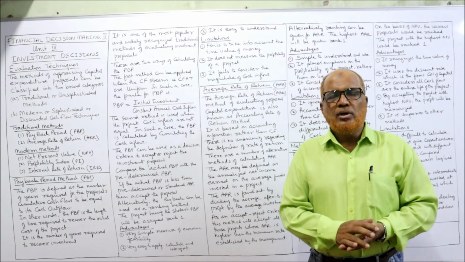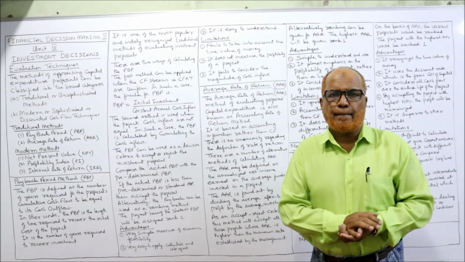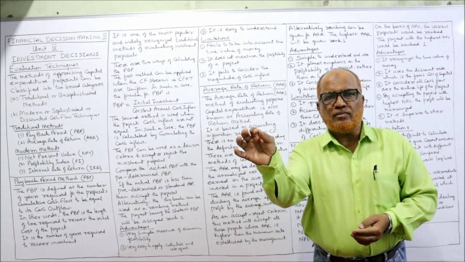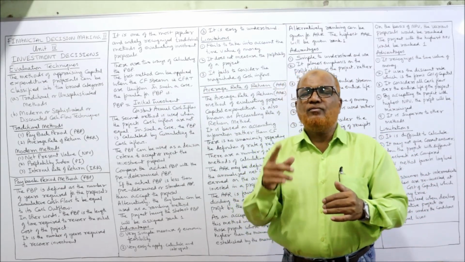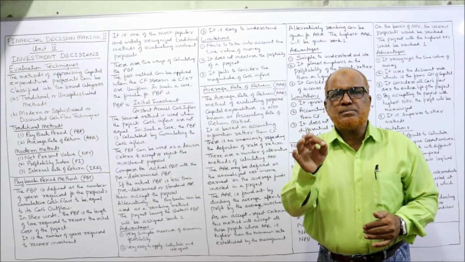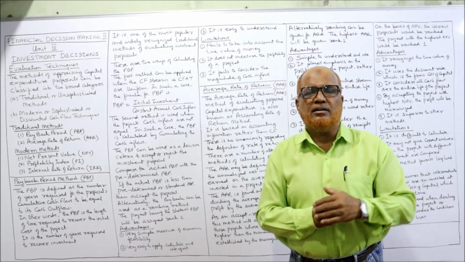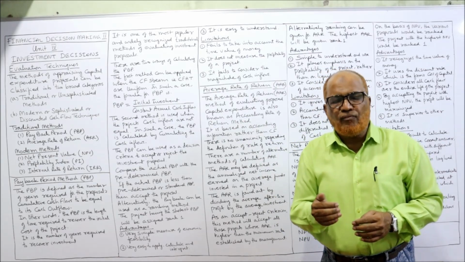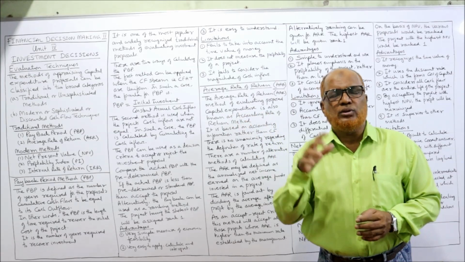I'll give you a simple example. Suppose a machine costs rupees 1 lakh. 1 lakh rupees is the cost of the machine. This is the cash outflow. After purchasing the machine for 1 lakh, we are expecting a return of 25,000 rupees every year. Our cash inflow will be 25,000 in the first year, second year, third year, fourth year.